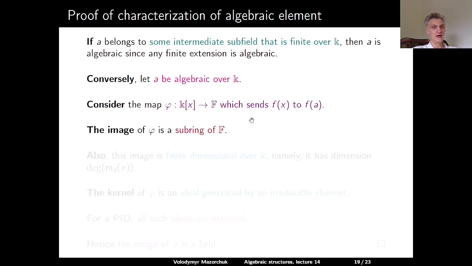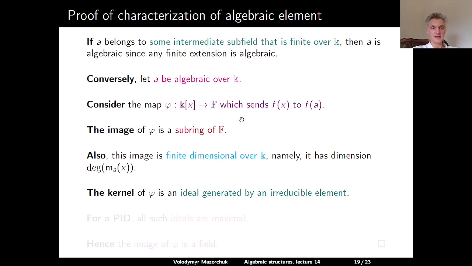The image of this phi is a subring of F, and this image is of course finite dimensional over k, because in fact it has a dimension which is the degree of m_a(x), because the elements 1, x, x squared and so on, up to x to the power of the degree of m_a(x) minus 1, form a basis in this image. So we have a finite dimensional subring of F.